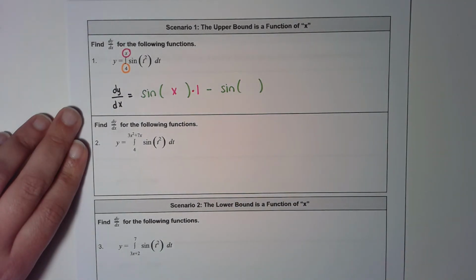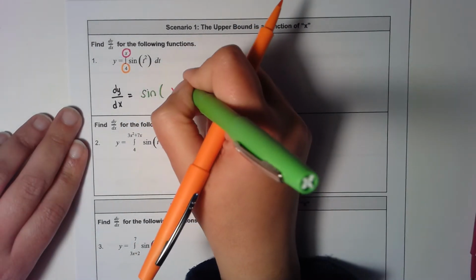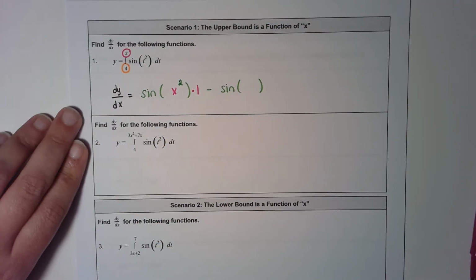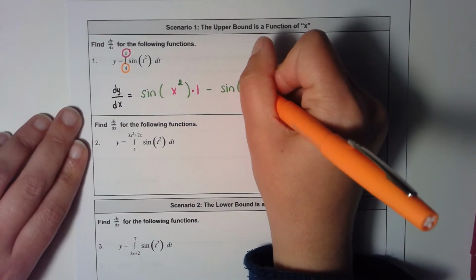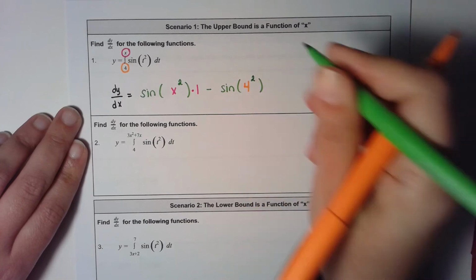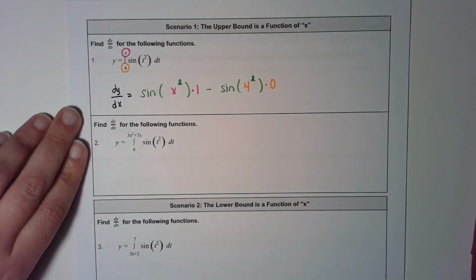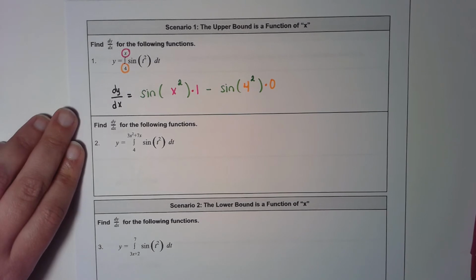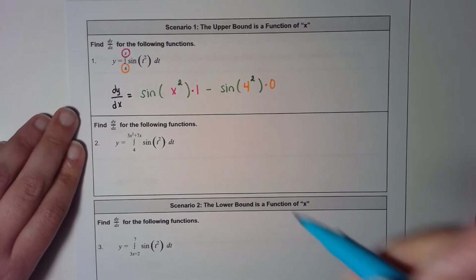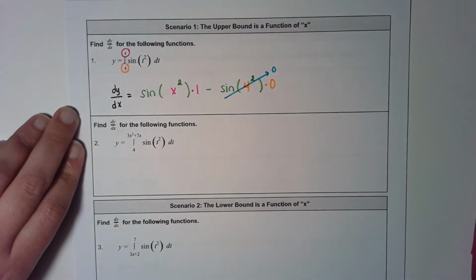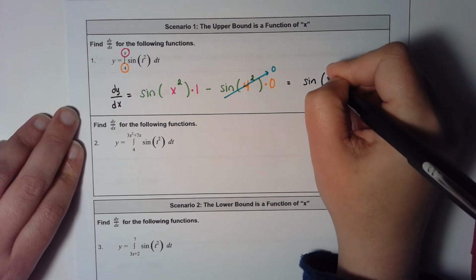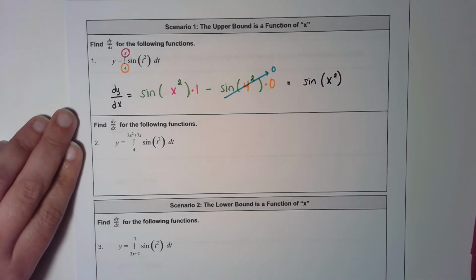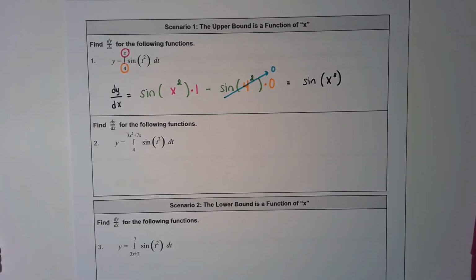Oh, it should be something squared. X squared. I forgot that there was a squared there. You can see that there's a t here. It's t squared, so you're plugging in x squared. The second function is going to be 4 squared. And the derivative of 4 would be 0. Now, anytime you multiply by 0, it just becomes 0. So this part of the problem right here just becomes 0, which means your final answer here would just be sine of x squared. And you don't even really have to write the times 1 because it doesn't change anything.